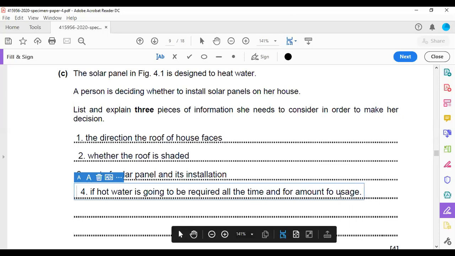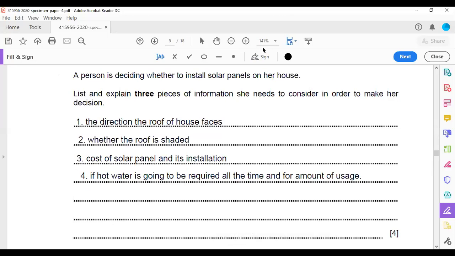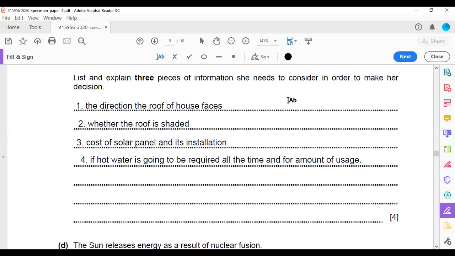Then everybody okay with that so far? I just gave an extra one just in case. Are you okay with that? Nice. So those are the four answers that I think would be suitable.